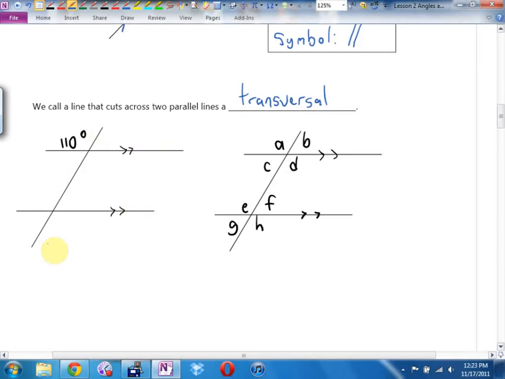And if you know that, you can figure out every single other angle if they give you just one. This is 110 degrees. How big is this angle right here? How big is this angle right here?